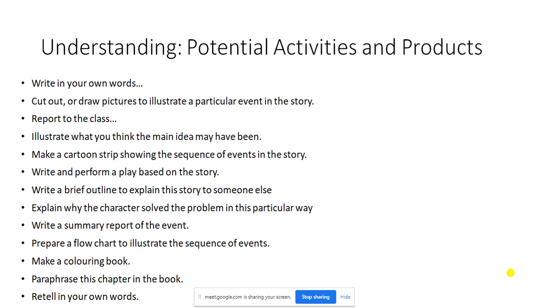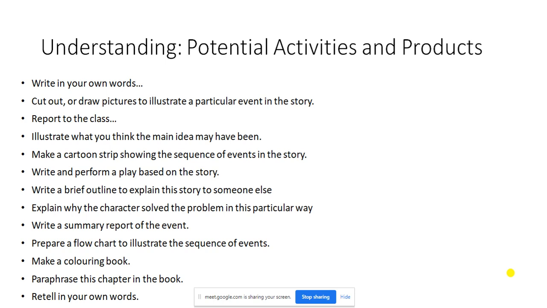Write and perform a play based on the story. That is a class activity that we can ask the students to get involved in. Write a brief outline to explain the story to someone else. Explain why the character solved the problem in this particular way. All right, write a summary report of the event.